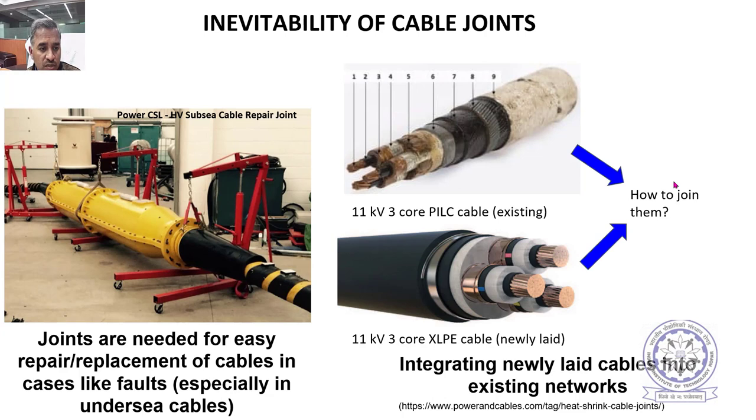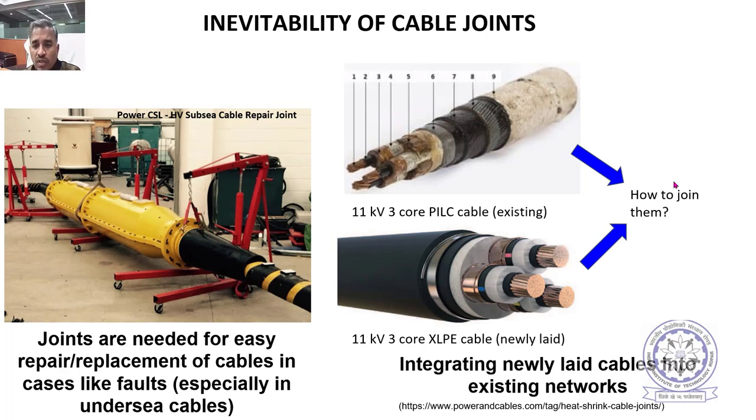So, here are some joints shown here. Joints are needed for easy repair and replacement of cables in cases like faults, especially in undersea cables. So, you can see this is how a subsea cable repair joint is shown here. It is very heavy or rigid in structure, because undersea we have to take care of external damages also. On the right side you see an 11 kilovolt 3 core PILC cable.